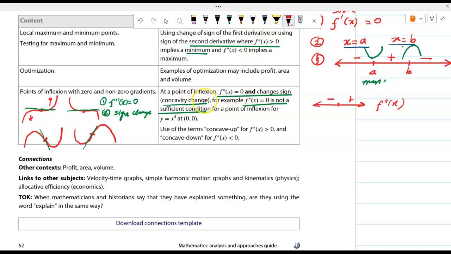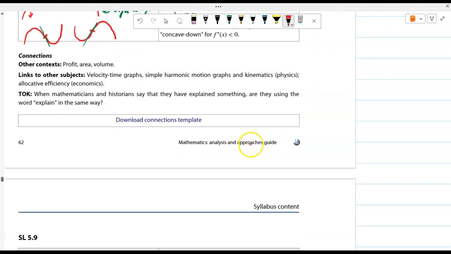They ask number of times. This is very, very important. Both the conditions are there. Sign change, sufficient is not, this is not sufficient. Necessary and sufficient conditions, both. So this is necessary and this is sufficient. Use the terms concave up for the second order derivative being positive and concave down for second order derivative being negative.